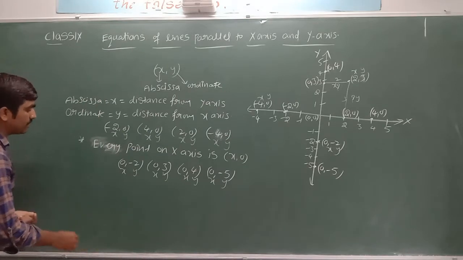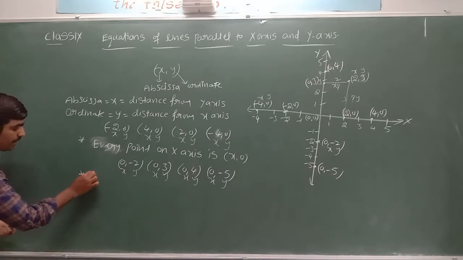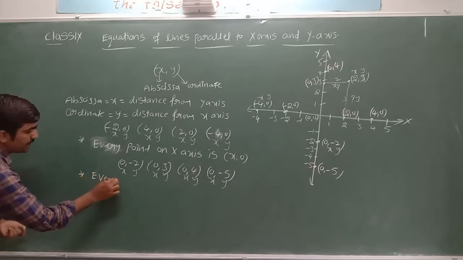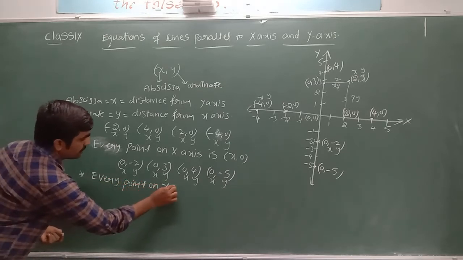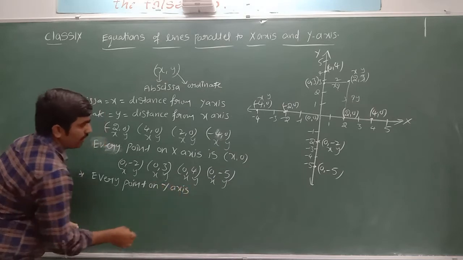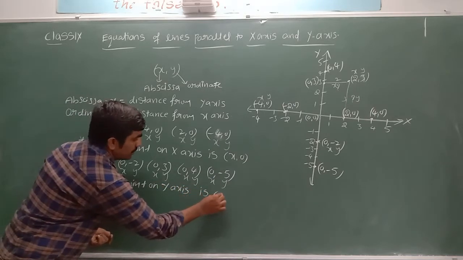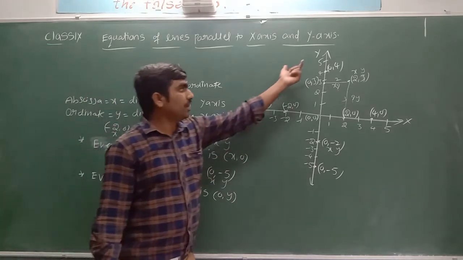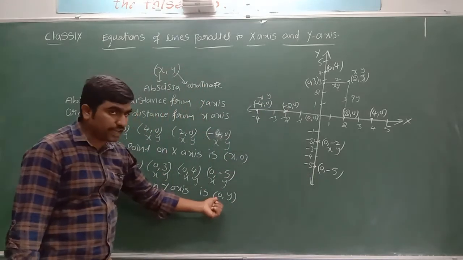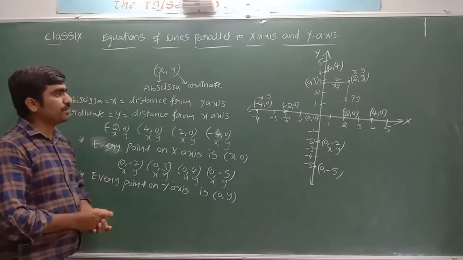Now what can we write as the key point from here? Every point on the y-axis is 0 comma y. When a point is on the y-axis, its abscissa is 0. Hope you understood.